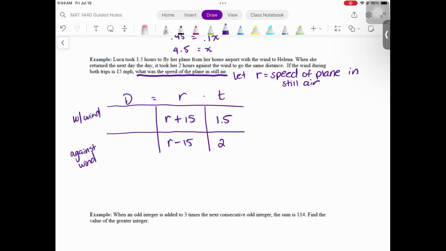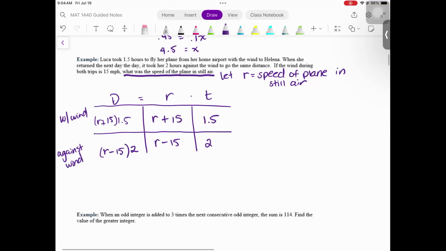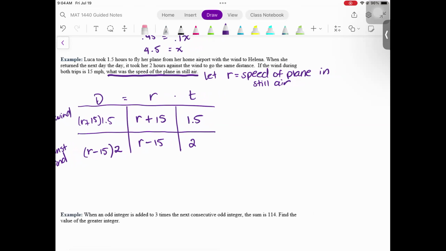Now we know that distance is equal to rate times time. So the distance in each of these is going to be the rate times the time. So R plus 15 times 1.5, I'm sorry, this should be 15. And then the distance against the wind is going to be R minus 15 times 2. We also know that both trips were the same distance. So these two expressions that we just set up for D are going to be equal to each other.